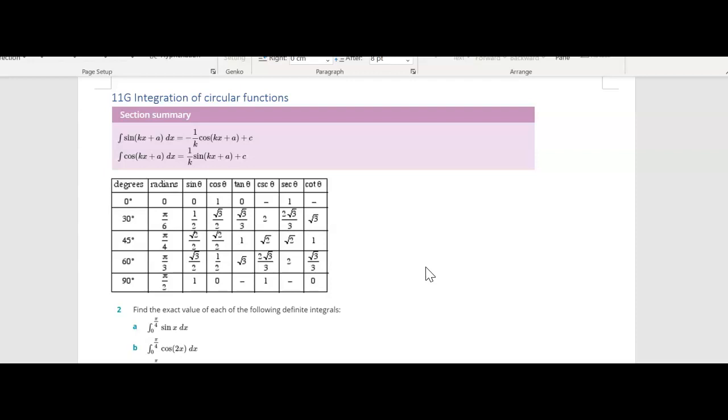So please make sure prior to your exams that you take the time to know the exact values off by heart. Anyway, let's make a start.